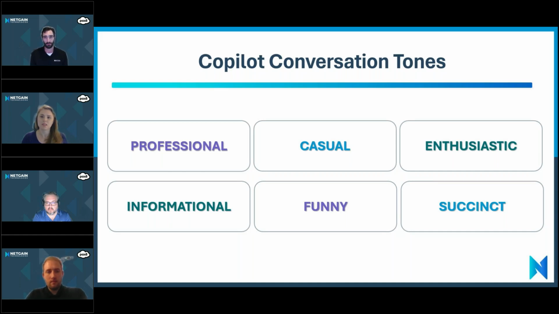Okay. Did you want to hit on these conversation tones specifically? Yeah, those are kind of the ones that we just hit on there, but professional, casual, enthusiastic, informational, funny, succinct. I mean, these are all characteristics of conversational tone that we are all already familiar with, right? That we can do here.